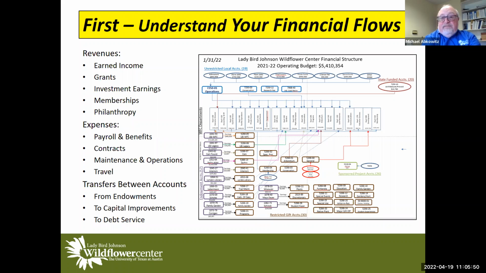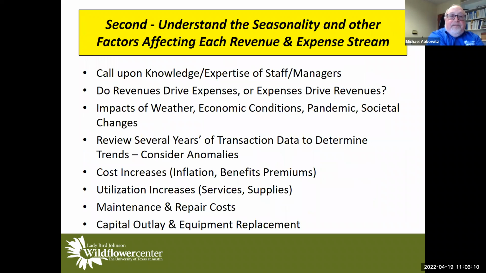Sometimes money flows from operations to fund capital improvements. Sometimes an organization has debt service. You have to flow money from your operating accounts to pay your debt service. So I find it very helpful to have a deep understanding of your financial flows. And then within each of those flows, you need to understand the seasonality and other factors affecting each of these different streams of revenues and expenditures.